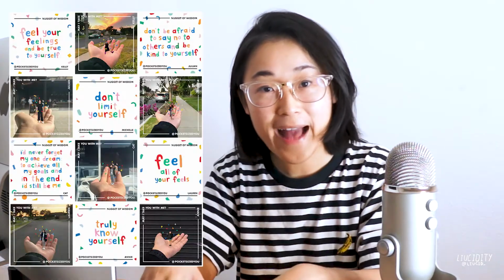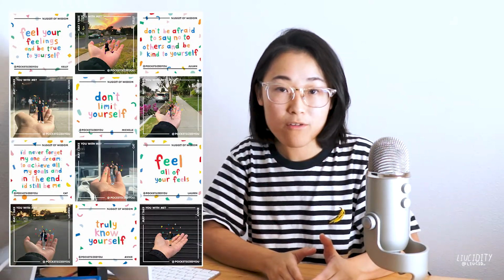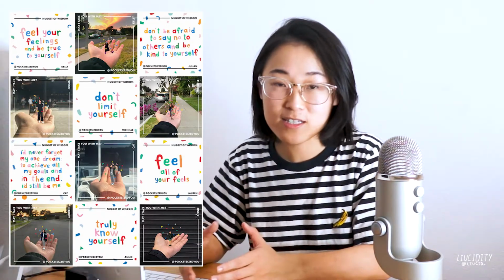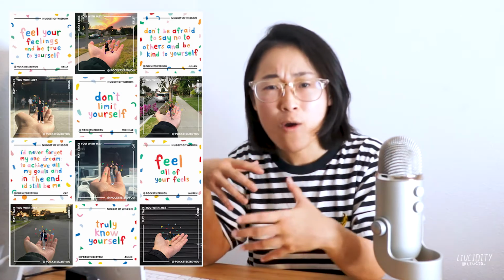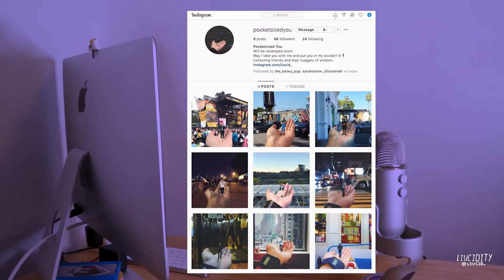I just thought this project idea was super duper cool, and so did Adobe, because this is a project that's funded by Adobe. For this fund, I had to create a total of 12 assets. 6 of them were photo assets, and the other 6 were what I call wonky lettering of the wisdom. Right off the bat, I encountered some problems, and this is what Pocketsized You looked like before.